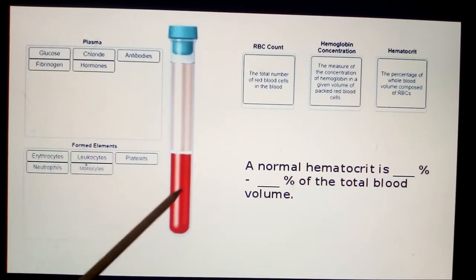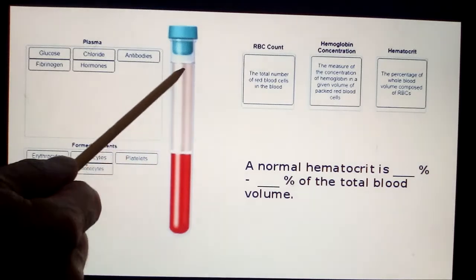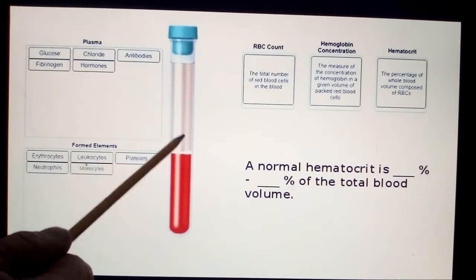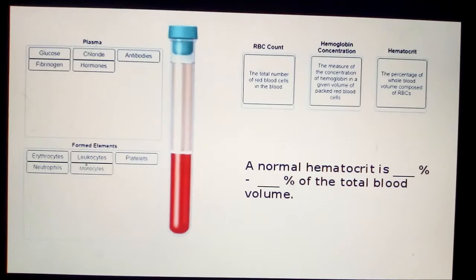But the cell components are down here, they're denser. This kind of straw-colored light yellow material up here, that's the matrix. It happens to be a fluid in blood. It's called plasma. So this is all plasma. About 55% of the blood's volume is plasma. So it's the majority of the blood.